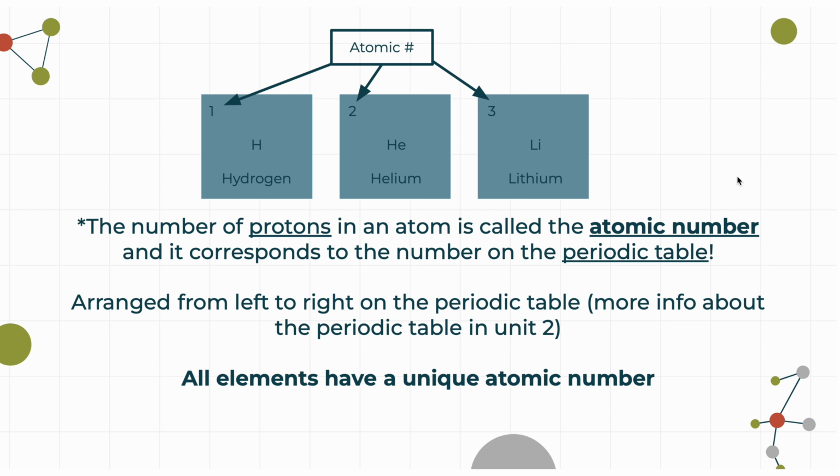All elements have a unique atomic number. That means only hydrogen has an atomic number of 1. Only hydrogen has 1 proton.